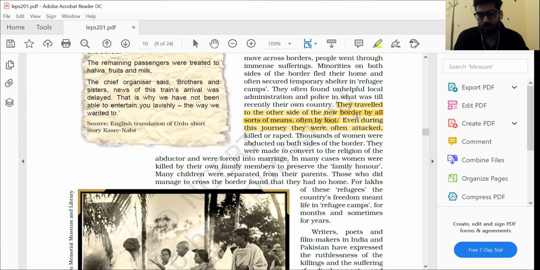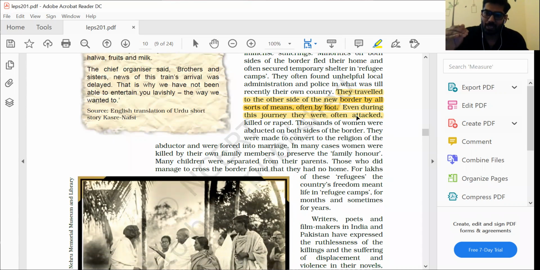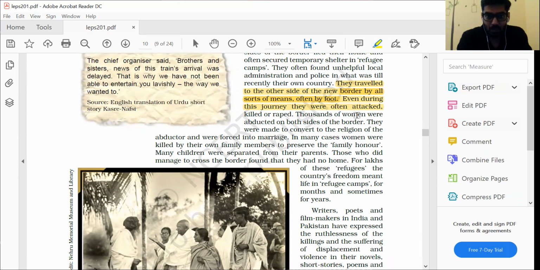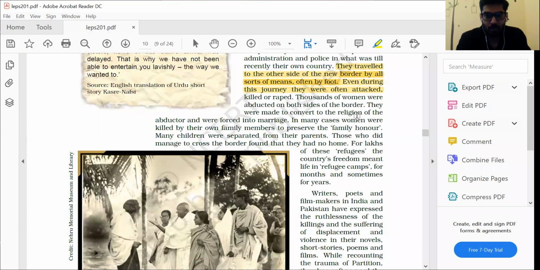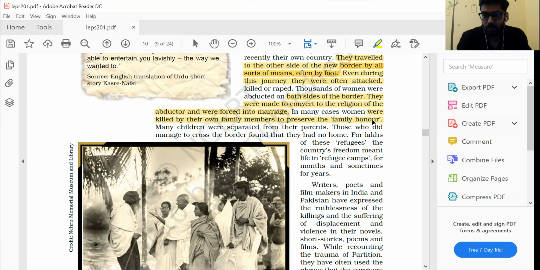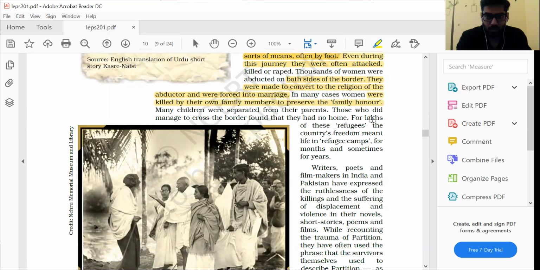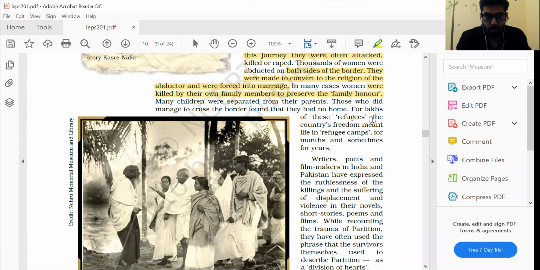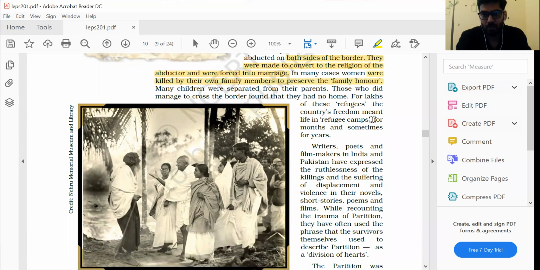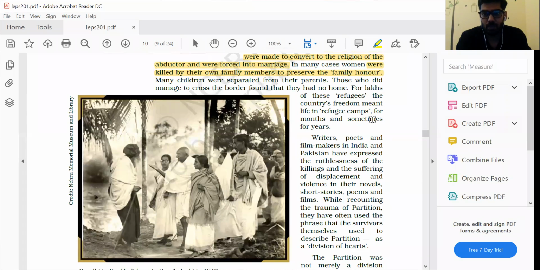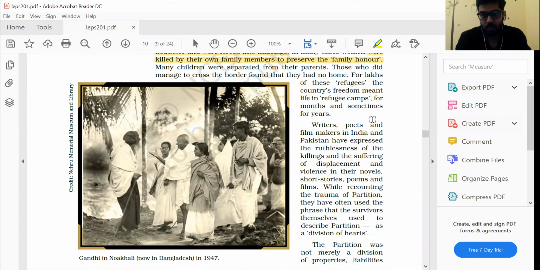So actually, madness had gripped both sides at that time. In India it was quickly taken care of, but in Pakistan it went on for a very long time. Thousands of women were abducted. They were made to convert to the other religion of the abductor and forced into marriage. In many cases, women were killed by their own family to preserve the family honor. Again, such regressive things were happening. Children were separated from their parents. Those who did manage to cross the border found they had no one. For lakhs of these refugees, the country's freedom meant life in refugee camps for months and sometimes for years.